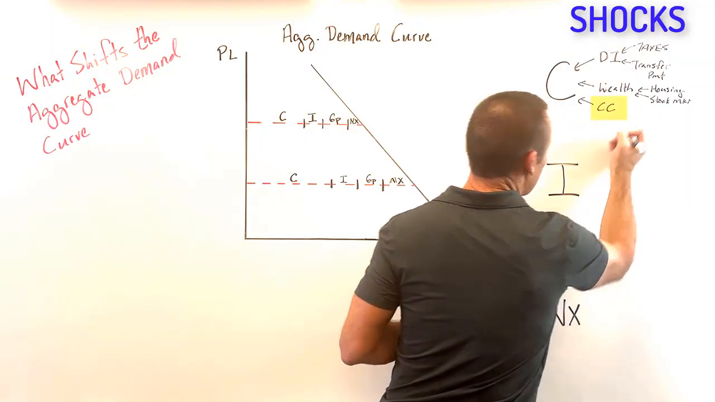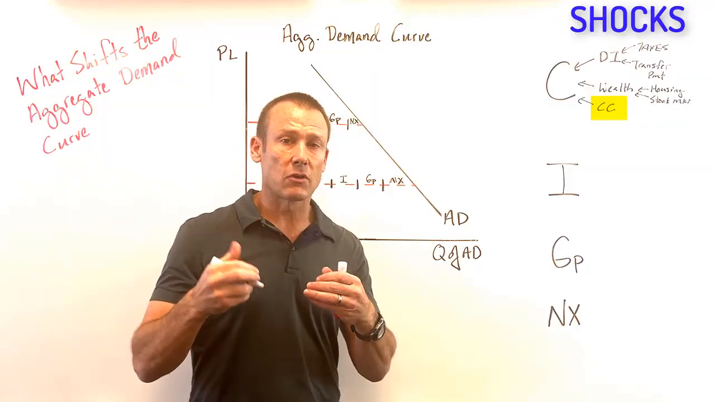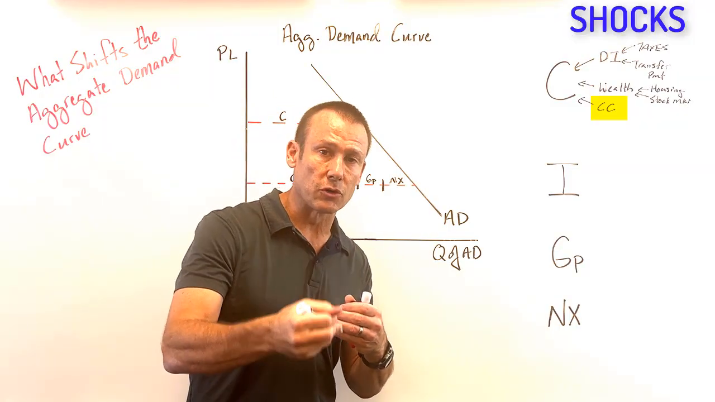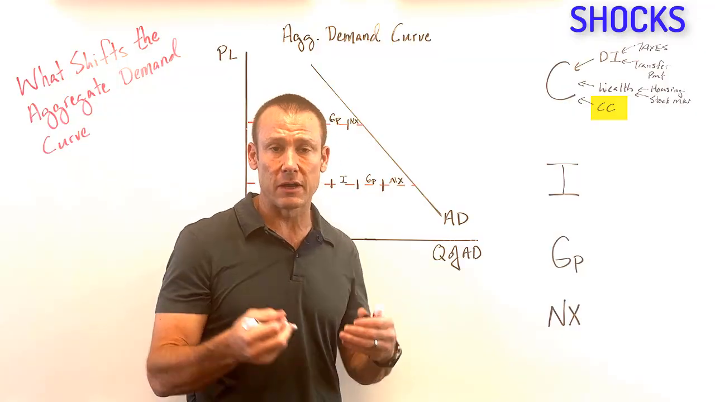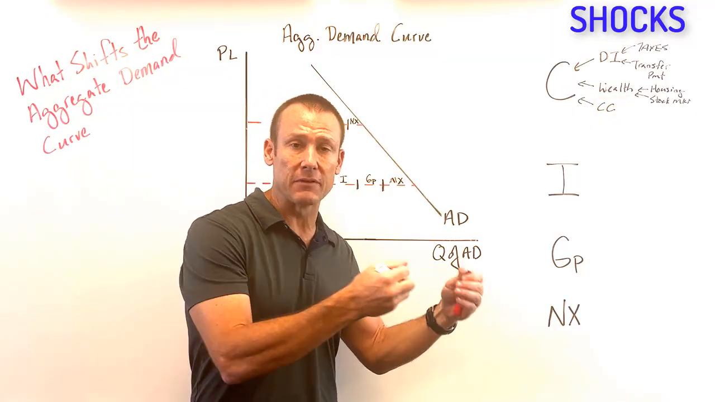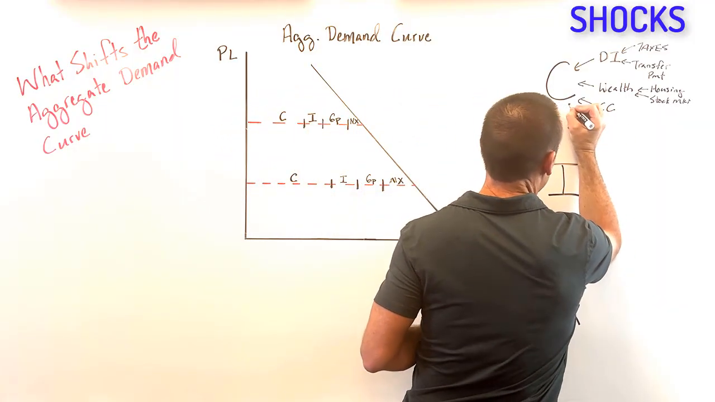What else, guys? Consumer confidence. Now, that name can take different forms. In the textbook I teach from, it is called Expectations About Future Disposable Income. Guys, that is consumer confidence, right? The confidence that consumers have in the economy. That's all that is.